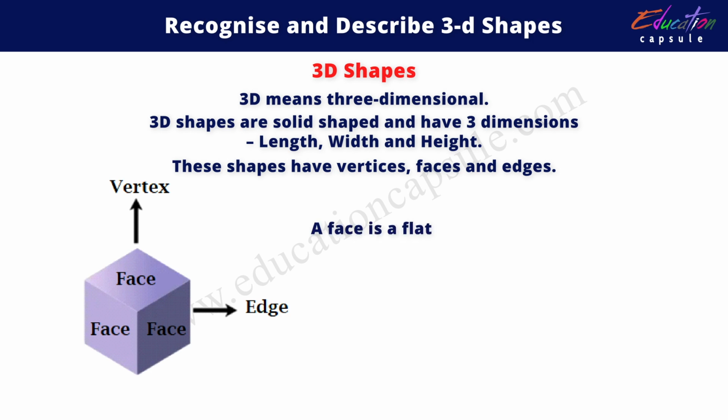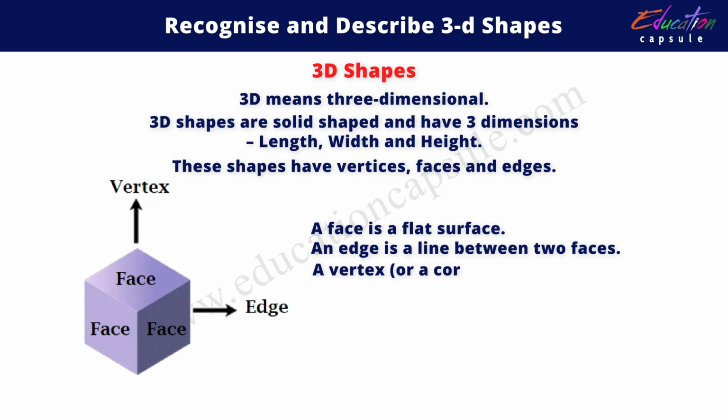A face is a flat surface. An edge is a line between two faces. A vertex or a corner is a point where two edges meet.